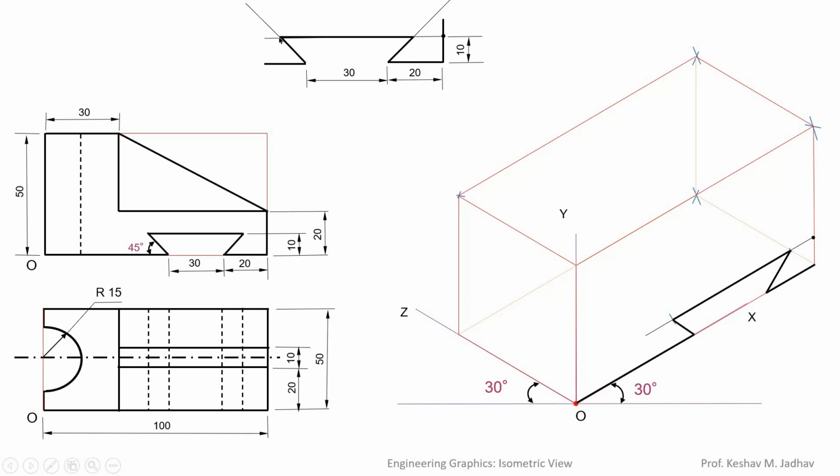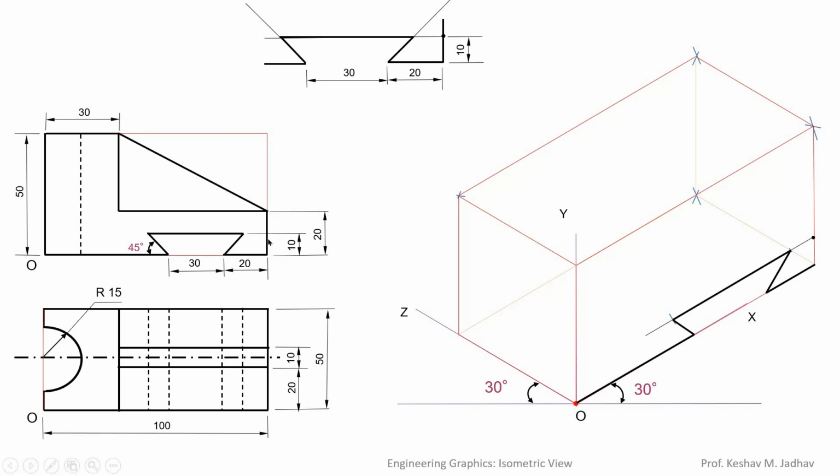We can notice here these non-isometric lines are symmetric in orthographic view, but while drawing isometric view, these lines may not be symmetric. So in this way, first we have to draw the non-isometric line with actual scale, and then by measuring vertical and horizontal distance, we can locate the end points and we can connect those end points to get non-isometric lines.